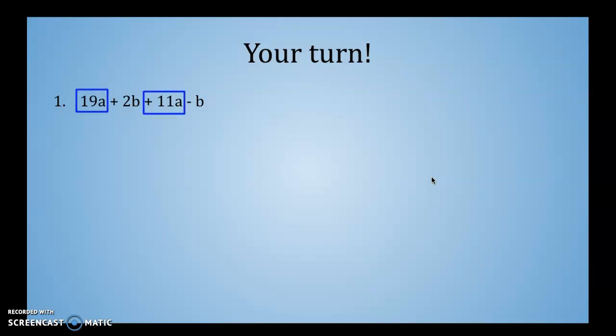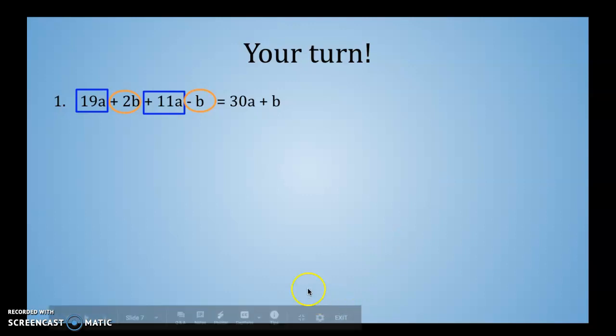So we can take our 19 a's, add them with our 11 a's, those are the same kind of term, that's going to end up giving us 30 a's. And then we can take our 2b and take away 1b. So if you got 30a plus b, very good. Good job. Okay, again, those two positive sets of a's, you can add them up, and then we had 2 and we took away the 1.